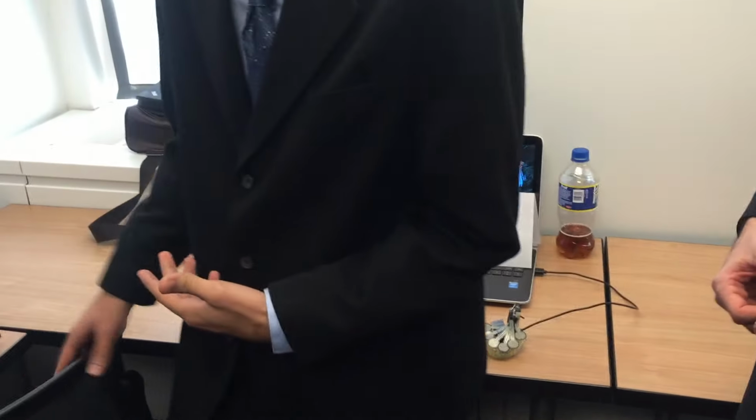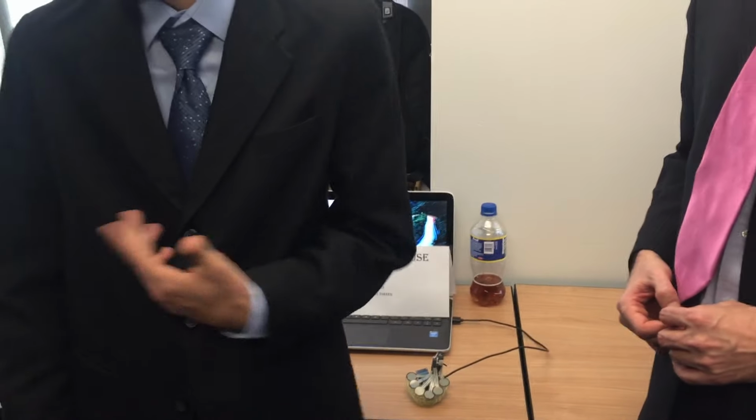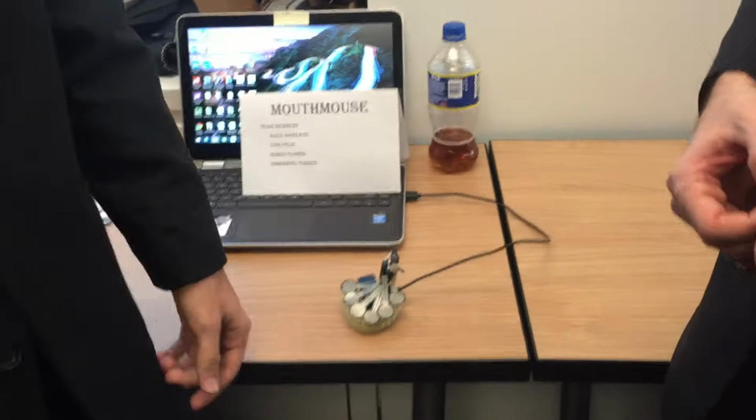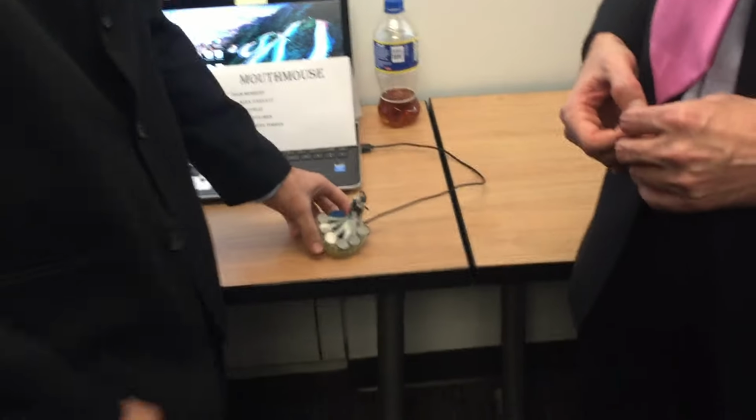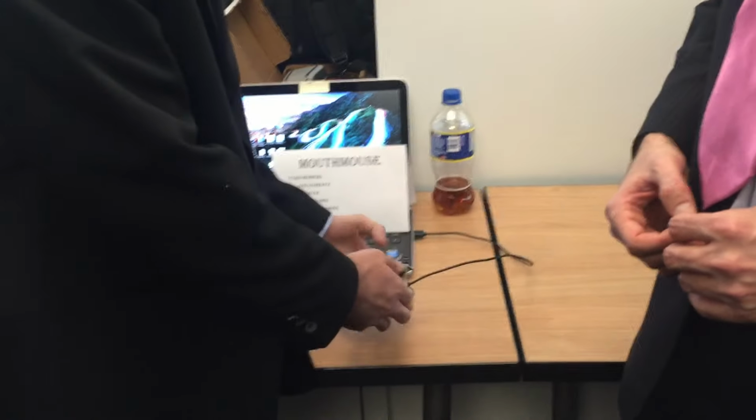It's called the mouth mouse. Basically, we would press these sensors, and we would have mouth functions work on the computer screen. We're going to demonstrate right now. The goal would be to put the entire thing in the mouth, and with your tongue you would touch the sensors.